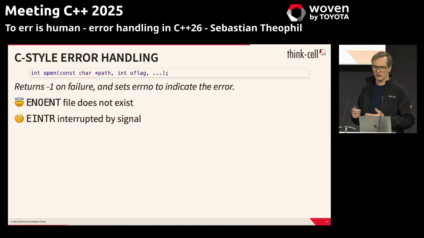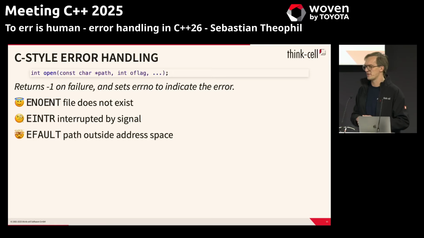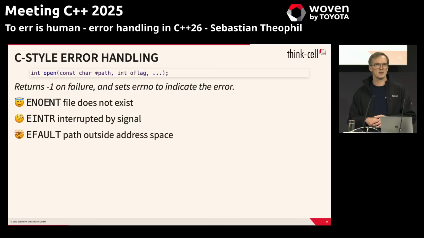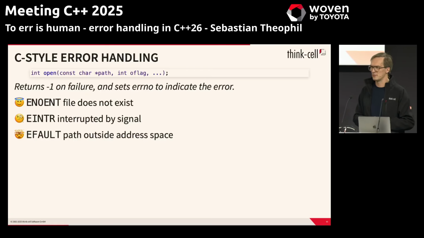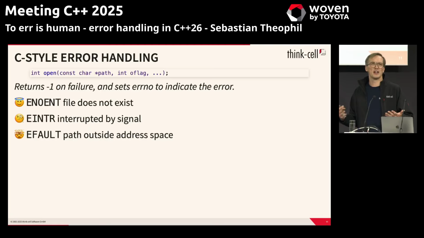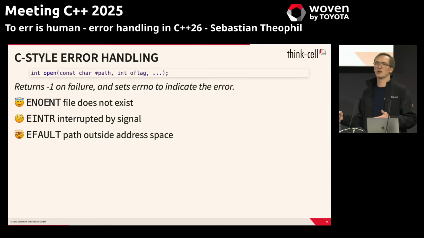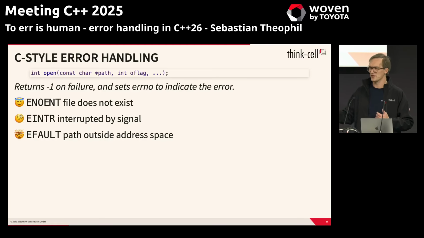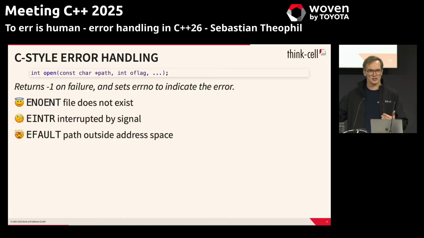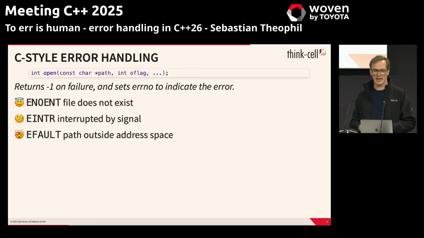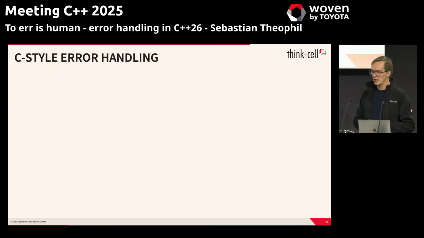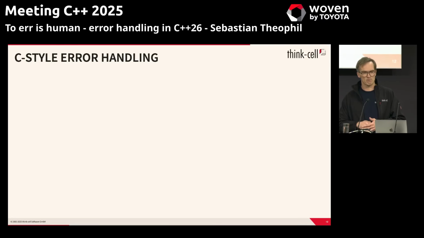And then there are the weird ones. EFAULT, path is outside the address space. That's probably not a runtime problem. Maybe I have an uninitialized path variable or so. But this is certainly a programmer problem. It's not of the same category as ENOENT, which is something that probably can happen all the time. So there's just a lot that can go wrong, a lot of different things.